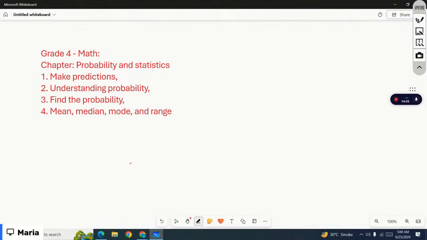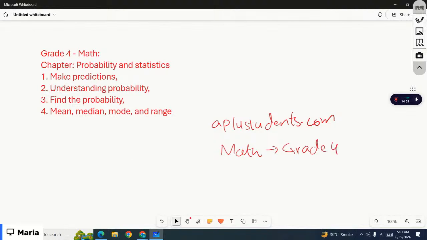You can find all the lessons on aplusstudents.com. Your email address and password are provided by the administrator. Then you have to select math from the subject tab. Scroll down to grade 4 and then click on view all lessons. There you can find a list of the chapters.